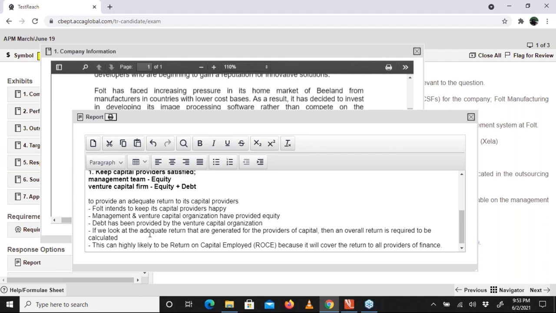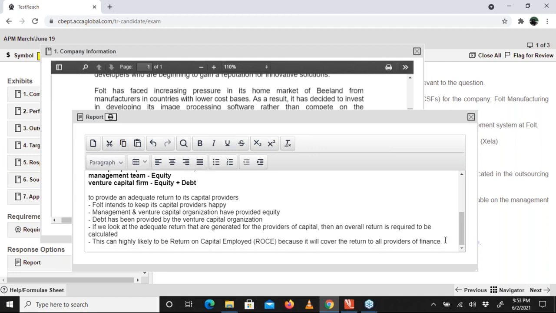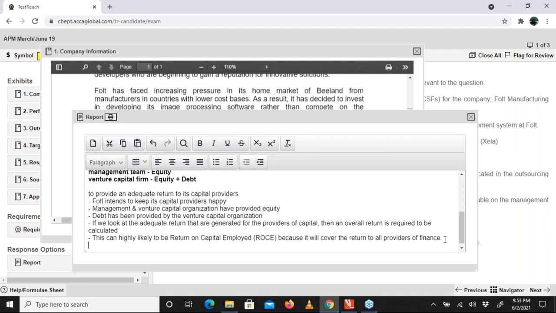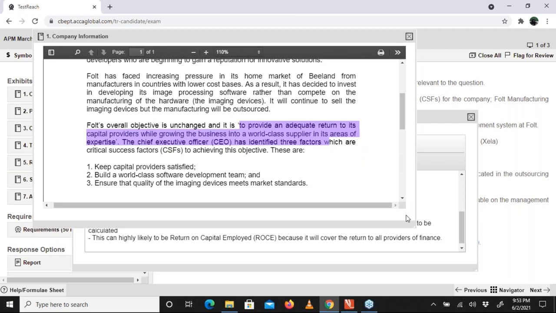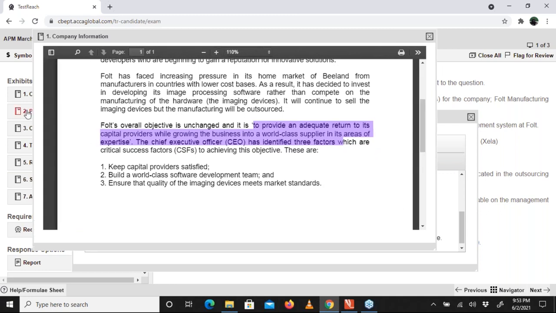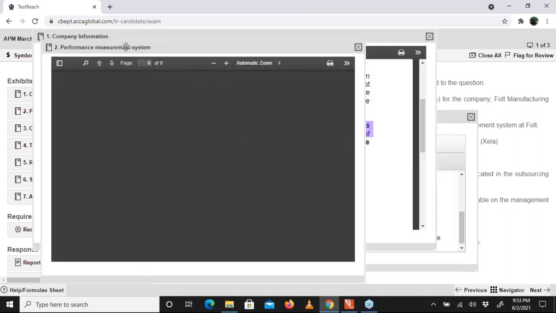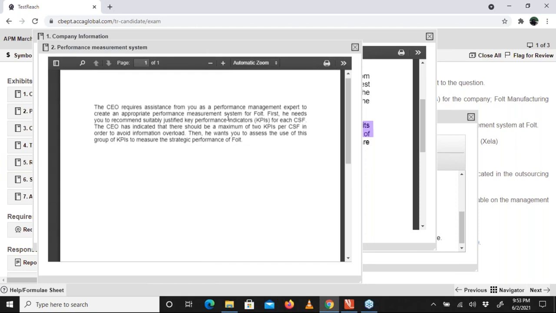Now let's try to move a bit forward and discuss further. So you would say that they can be highly likely to be return on capital employed. Now, again, we just need to see what the examiner is asking us to do. I can go back again to what he wants. He wants us to recommend a suitably justified KPI for each CSF. And there should be a maximum of 2 KPIs per CSF in order to avoid information overload.